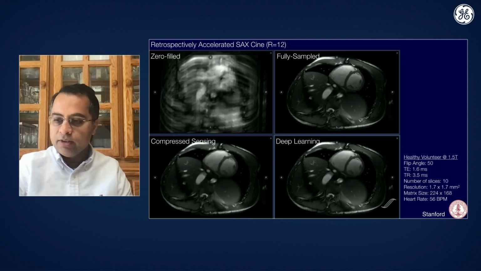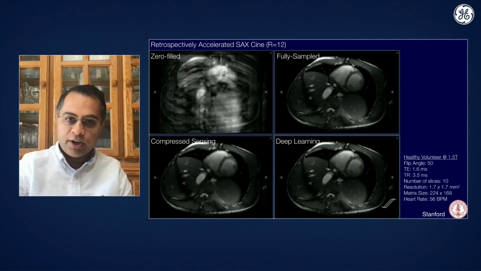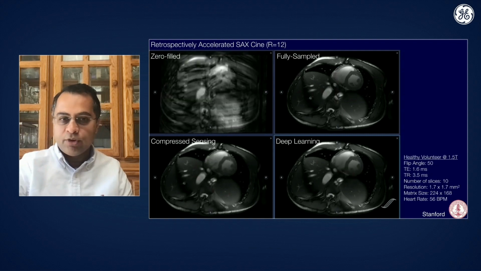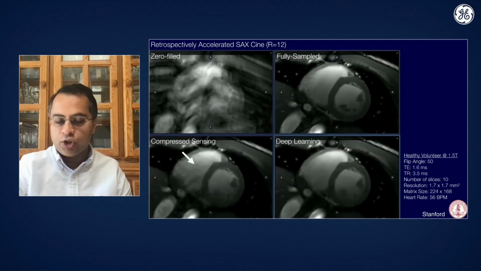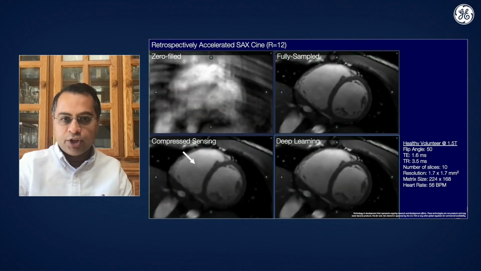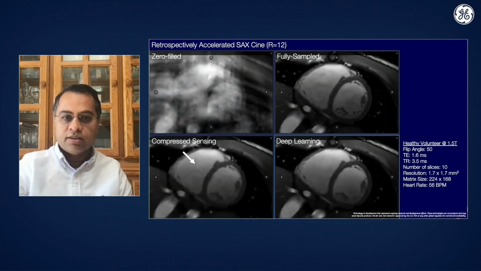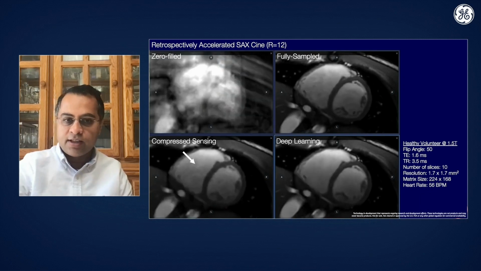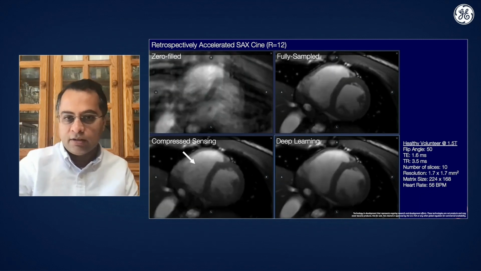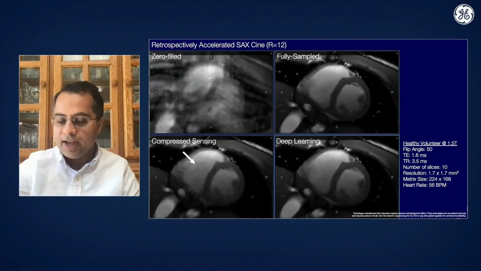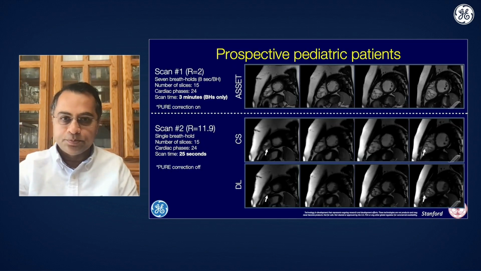However, I will point out that the acceleration rate of 12-fold is a bit high for the compressed sensing approach, where you can still see some artifacts in the images. I've showed a blown up version here, and you can see the blockiness in the compressed sensing reconstruction, as well as some structured artifacts there as well. The deep learning acquisition does not have this.